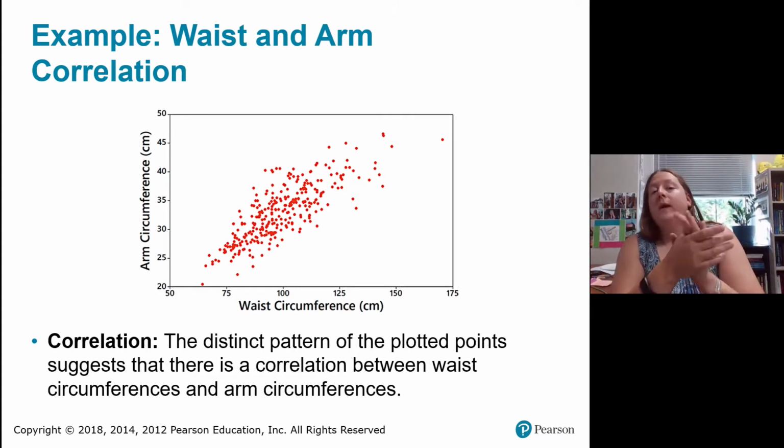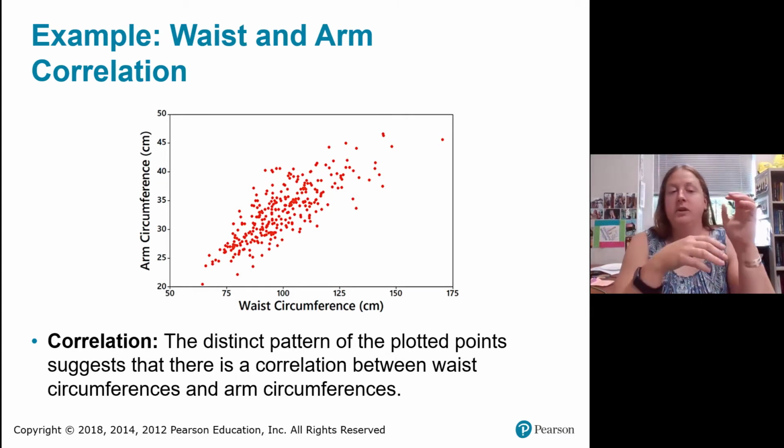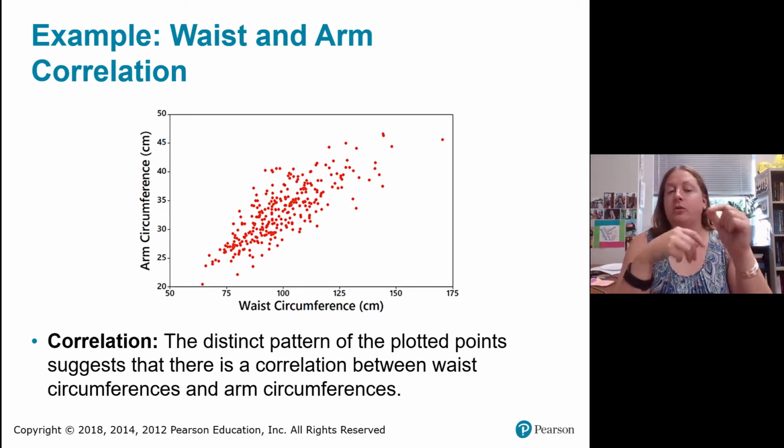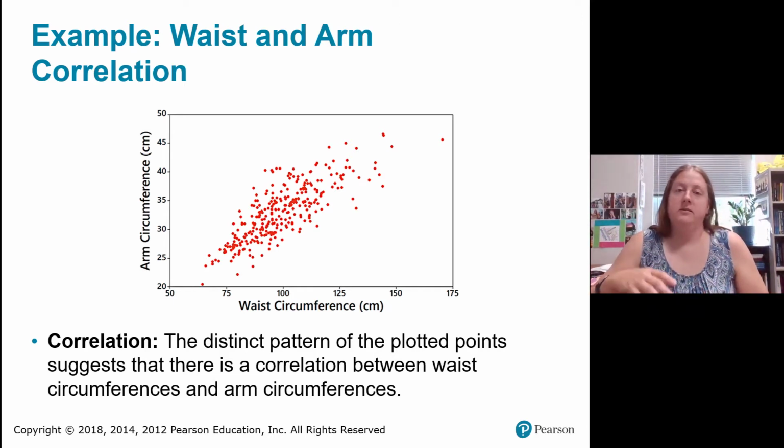So, waist and arm, all right? We're looking at arm circumference and waist circumference. Each point corresponds to a single person. They took a person, measured the circumference of that person's waist, and measured the circumference of that person's arm. In doing so, they get an XY coordinate that they can plot a point on our scatter plot.